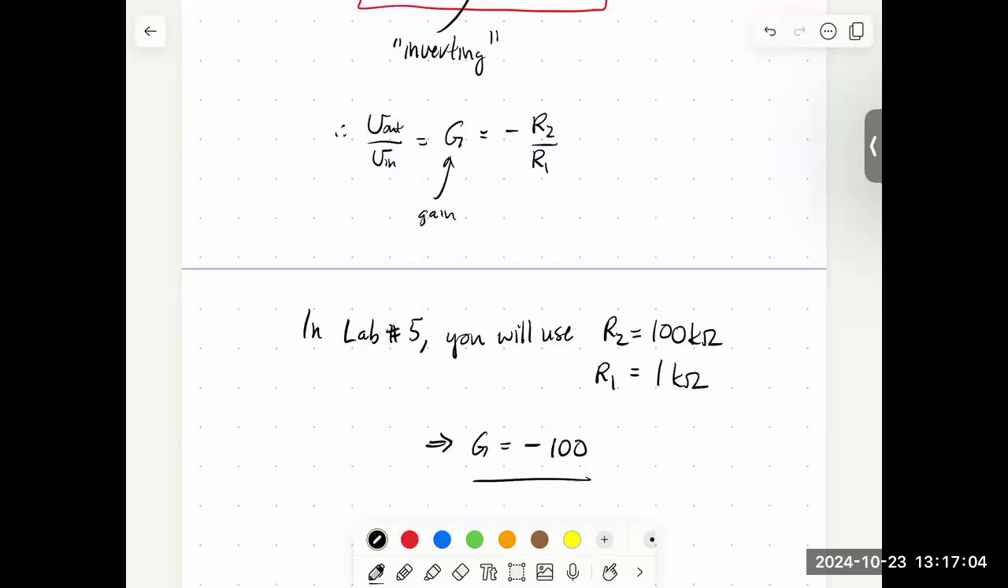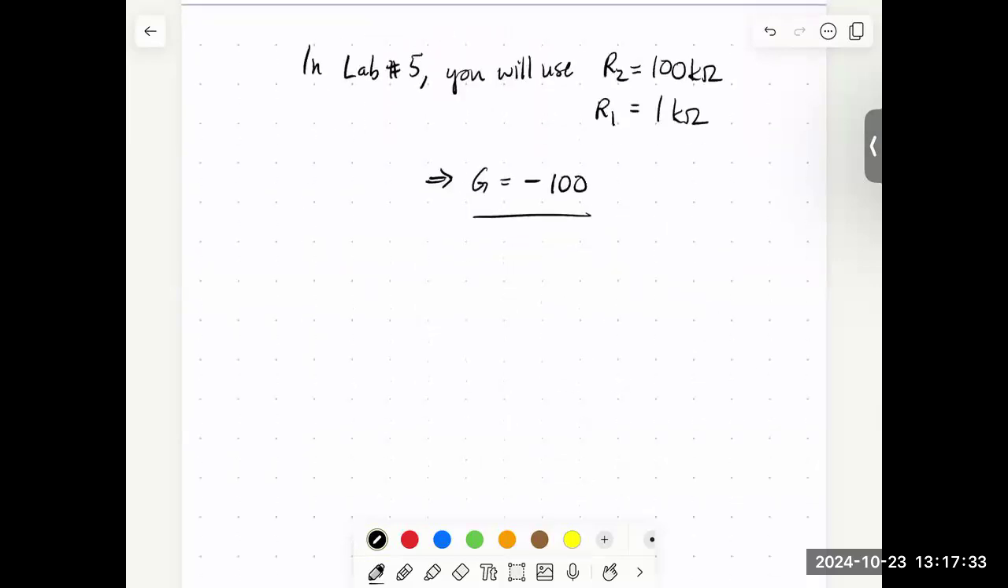But yeah, that's right. So what that means is in the lab tomorrow, we're going to have to keep the input small. If I had said the input was 1 volt, then I would expect that the output would be minus 100 volts. But I can't do that. I can only get at most minus 14. So that leads to an effect called saturation.